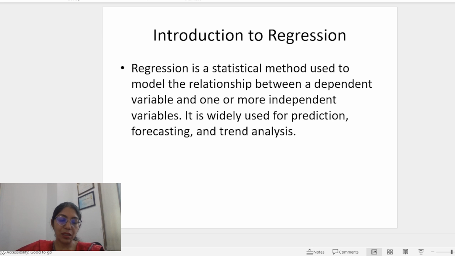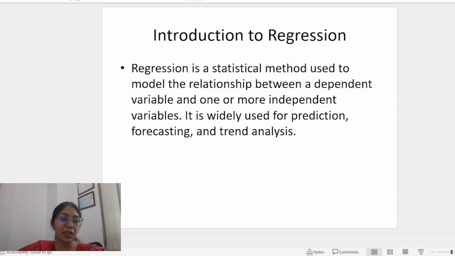So, regression is a statistical method, as I told you before. It is used to analyze the relationship between a dependent variable and one or more independent variables. The primary objective of regression is to predict the value of a target variable based on the value of predictor variables. For example, suppose we want to predict a student's examination score based on the number of hours they study. In this case, the examination score is the dependent variable while study hours serve as the independent variable.